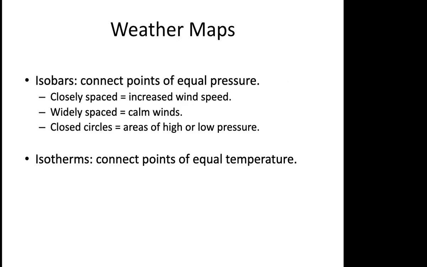So if the isobars are closely spaced, then that's increased wind speed. And if they're more widely spaced, then that is a calm wind. Okay, closed circles are areas of high or low pressure. So on your map that you had to do the other day for practice, there were different numbers on there, right? And you would have to look at the numbers to determine what?